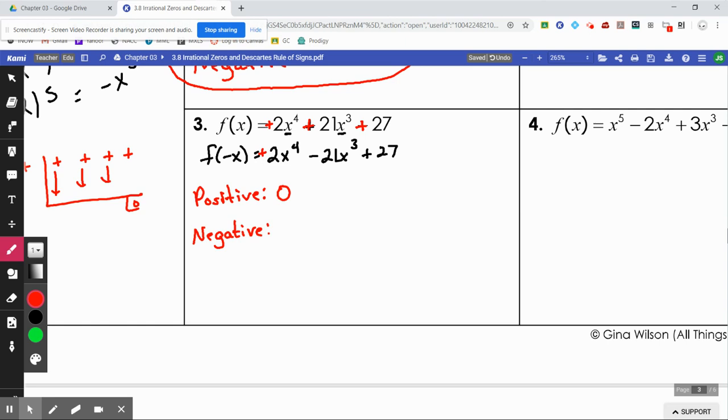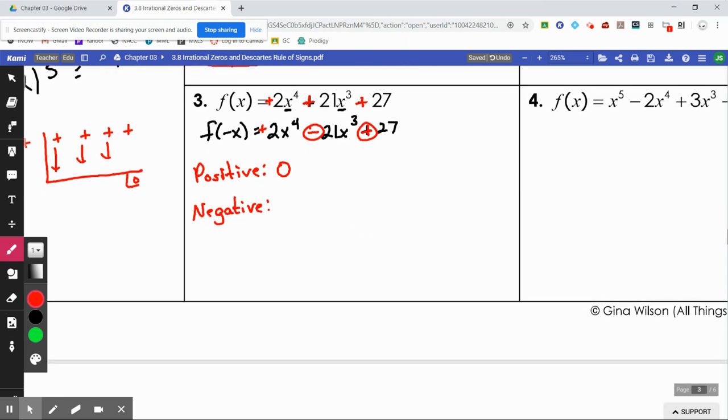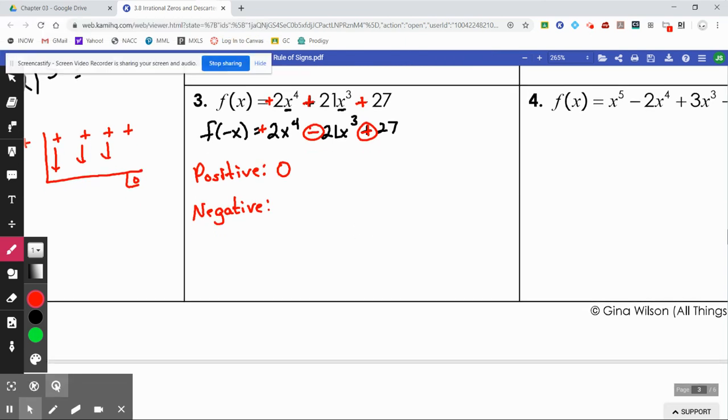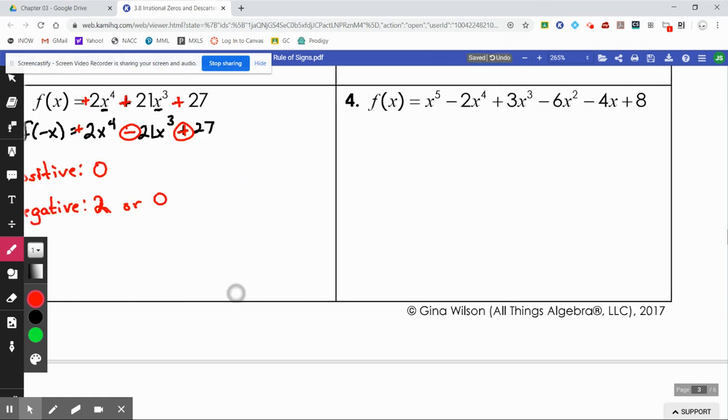You have a positive, a negative, which is 1 sign change, and then a positive, there's another sign change. So since there are 2, I will have either 2 or 0 negative roots, subtracting 2 from it.